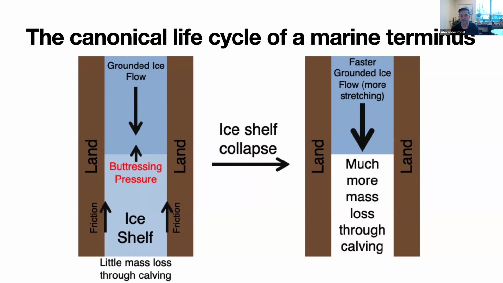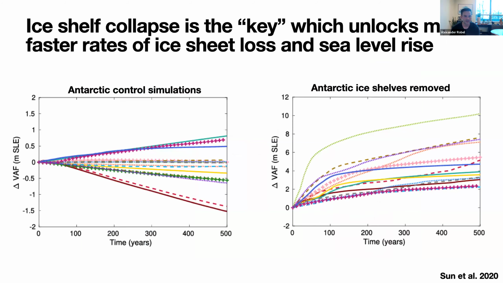And this has been observed in some places. I'll show an example here in a second. But yeah, this is the reason why ice shelf collapse is the key which unlocks faster rates of ice sheet loss. So on the left here, I'm showing a great paper by Seroussi and colleagues from a few years ago, where they're looking at many different ice sheet models. So each line in this plot on the left is a different ice sheet model.